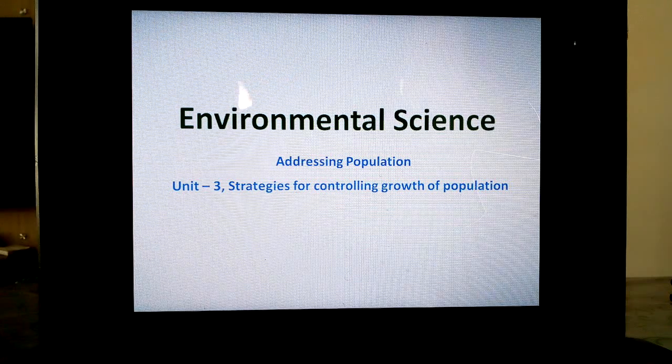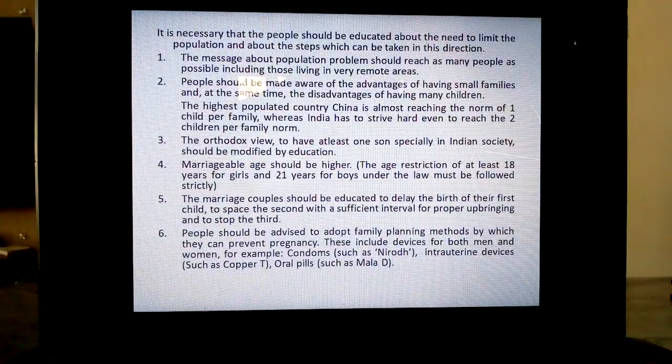Now we are moving to the environmental science addressing population, that is lesson 2 unit 3, strategies for controlling growth of population. It is very important to control the population for any country. It is necessary that people should be educated about the need to limit the population and about the steps which can be taken in this direction.